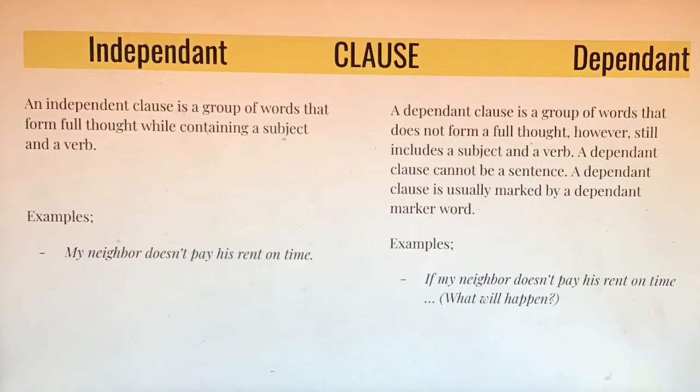An independent clause is a group of words that form a full thought while containing a subject and a verb. Example: my neighbor doesn't pay his rent on time. Whereas a dependent clause is a group of words that does not form a full thought, however still contains a subject and a verb. A dependent clause cannot be a sentence. A dependent clause is usually marked by a dependent marker word. Example: if my neighbor doesn't pay his rent on time.